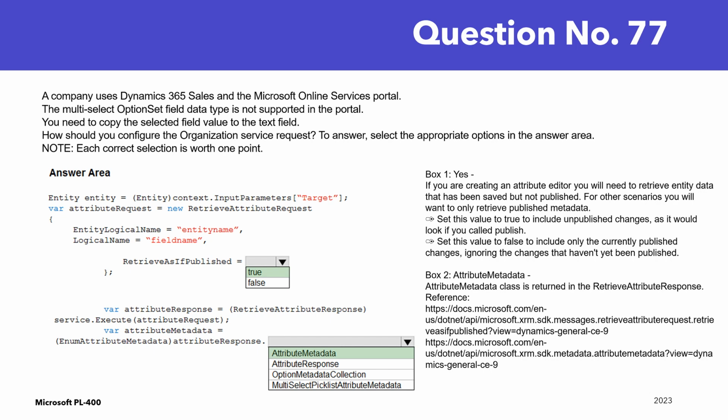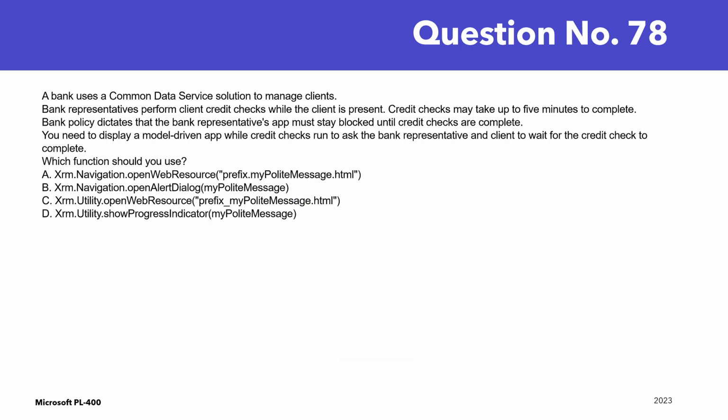A bank uses a Common Data Service solution to manage clients. Bank representatives perform client credit checks while the client is present. Credit checks may take up to 5 minutes to complete. Bank policy dictates that the bank representative's app must stay blocked until credit checks are complete. You need to display a model-driven app while credit checks run to ask the bank representative and client to wait for the credit check to complete. Which function should you use?